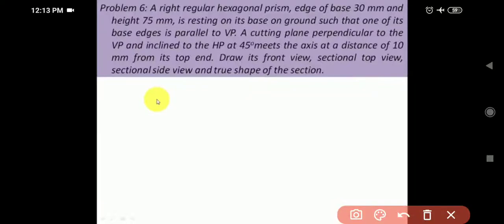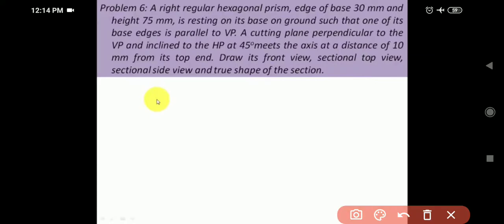A right regular hexagonal prism, edge of base 30 mm and height 75 mm, is resting on its base on ground such that one of its base edges is parallel to VP. A cutting plane perpendicular to the VP and inclined to HP at 45 degrees meets the axis at a distance of 10 mm from its top end. Draw its front view, sectional top view, sectional side view and true shape of the section.